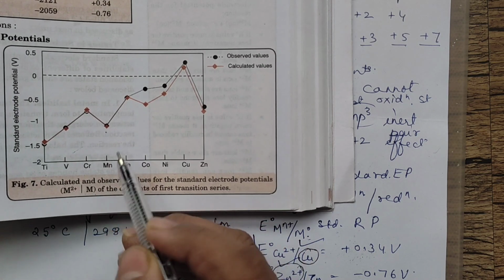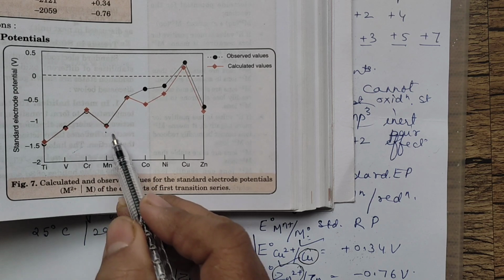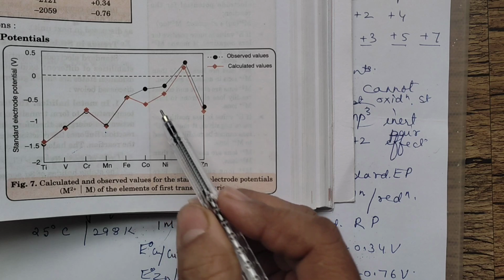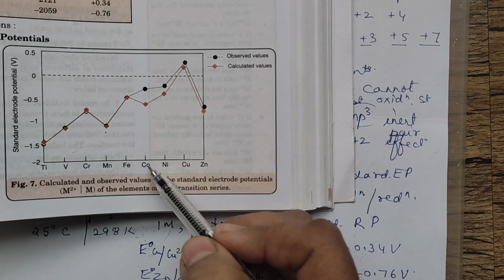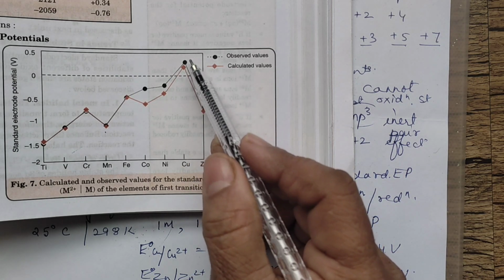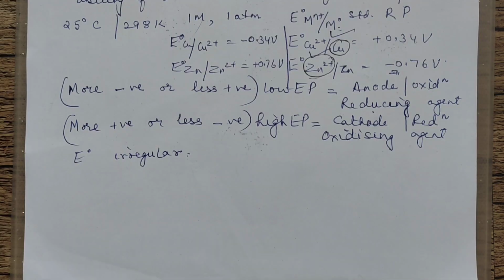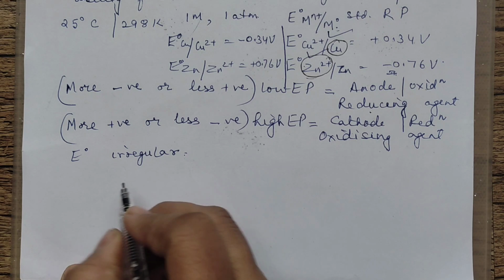You can find Mn. Mn is comparatively more negative. Why is it negative? We'll be discussing. Zinc is more negative. Then you find nickel also comparatively down. Cobalt is also a little down. Copper is positive. Copper has gone beyond that 0. Why are some of these values positive and some negative? To understand that, let's consider the factors. There are 3 main factors which are responsible for the E0 value.